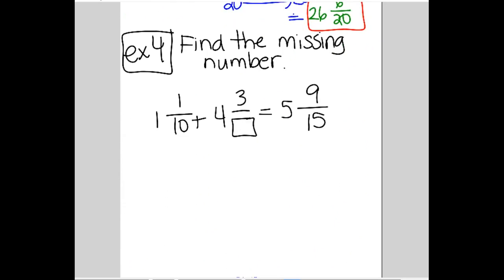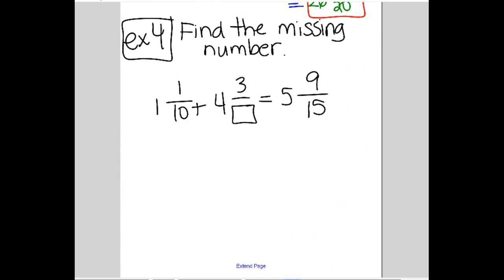Okay, let's get to it. So we're doing the opposite. Since it's adding here, let's subtract. So we're going to subtract now. What two fractions do we already have? We have 5 and 9 fifteenths, and then we also have 1 and 1/10. Obviously, the 5 whole number is bigger, so we're going to do that first. So we're going to start with our 5 and 9 fifteenths, subtract our 1 and 1/10.